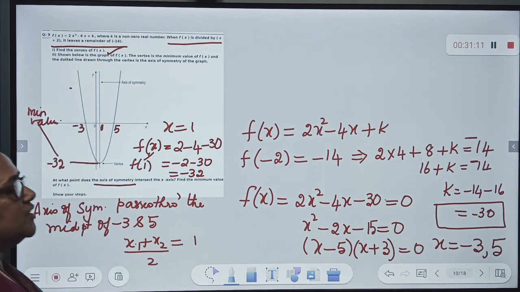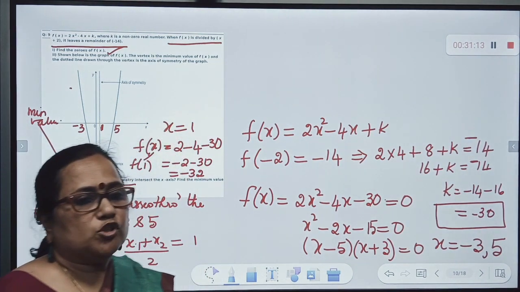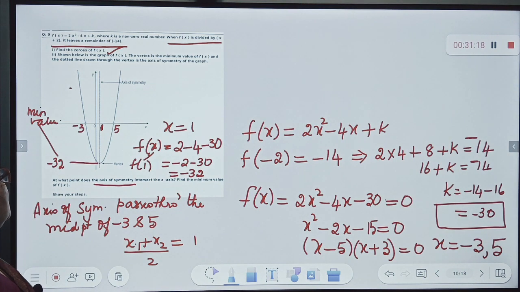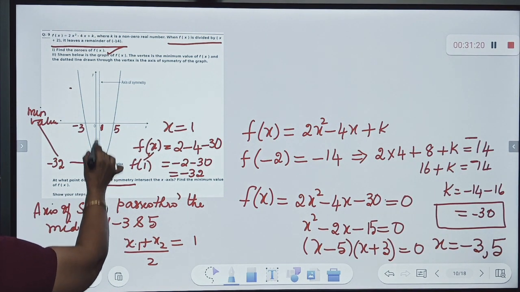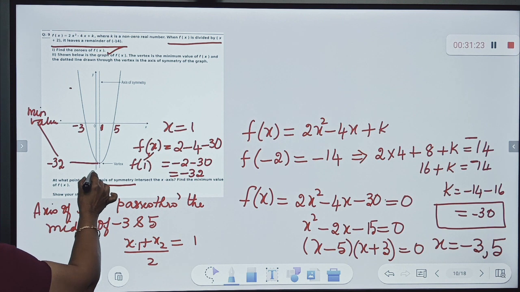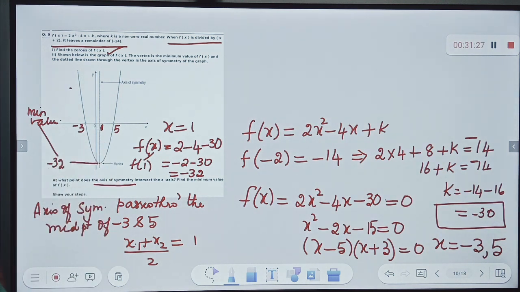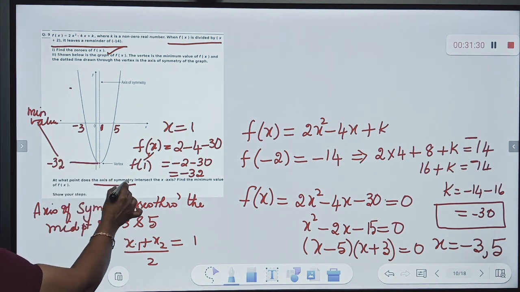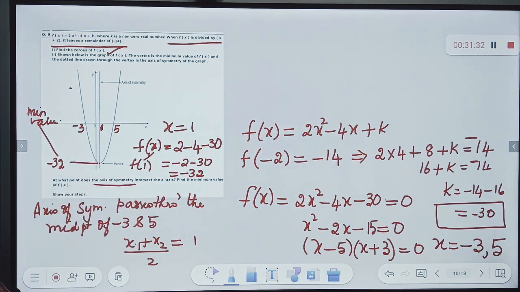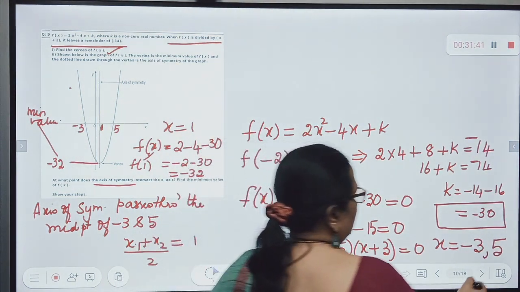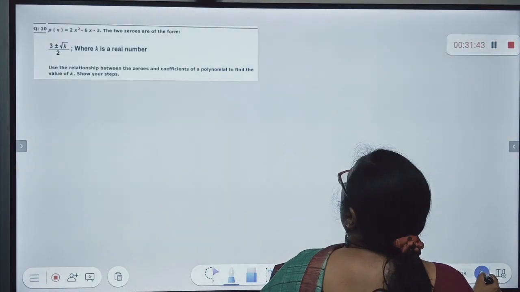So the dotted line is drawn through the midpoint. When you say axis of symmetry, the dotted line is drawn through the midpoint and the vertex is the lowermost point. How do you find it? It is nothing but the y coordinate. When x is 1, what is y? Minus 32. So minus 32 is the minimum value of f of x. I hope you have understood these problems. We will discuss more problems in the next class, in my next video.